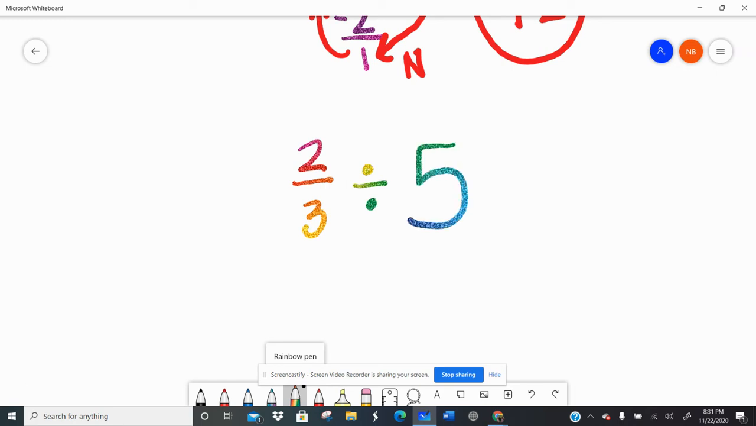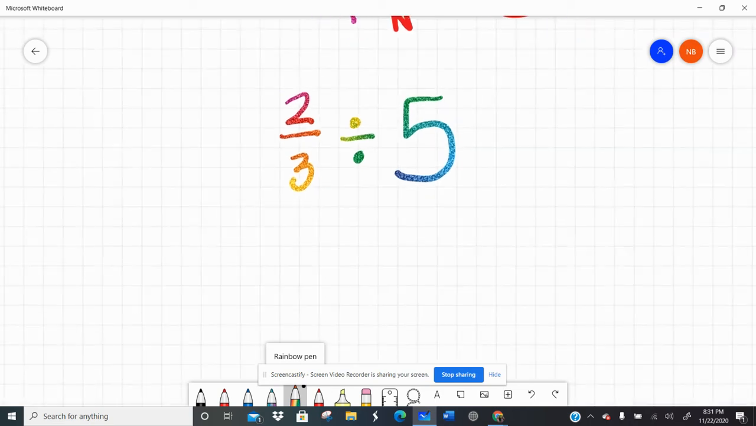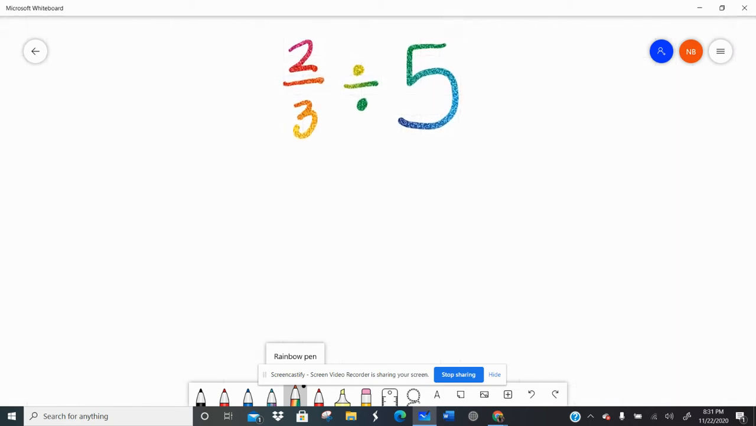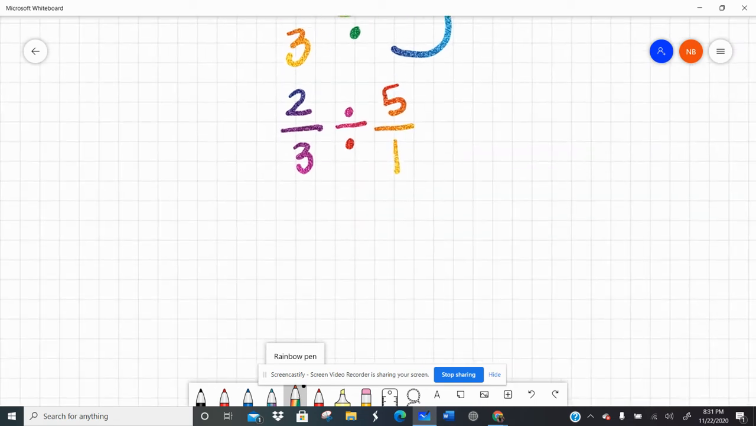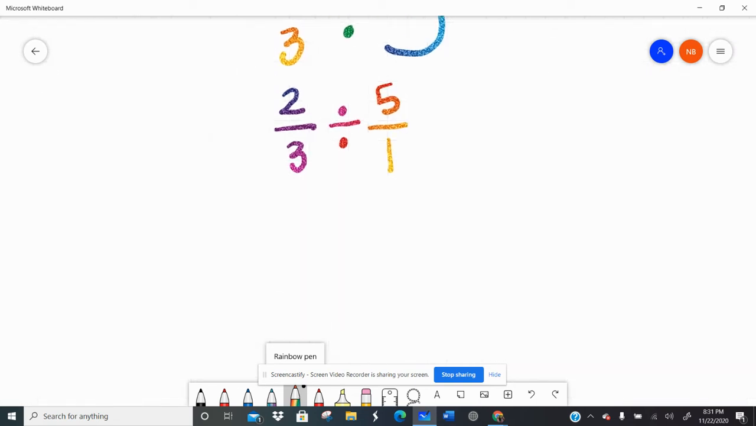When I have that whole number, I want a fraction. Every time you multiply and divide, we want a fraction and a fraction. So I'm going to rewrite my division problem and convert that 5 to a fraction. Well, how do I change a whole number to a fraction? I put a 1 under it, right? Like Beyonce, if you like it, then you got to put a 1 under it.